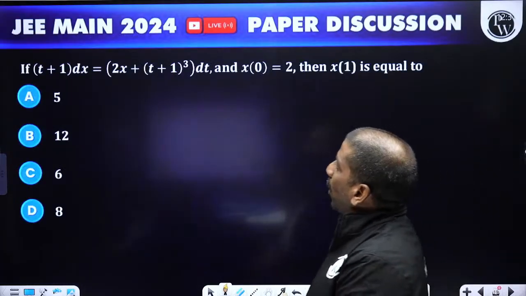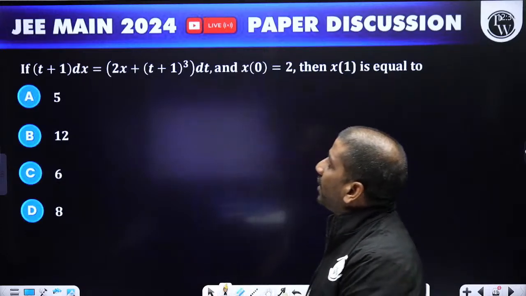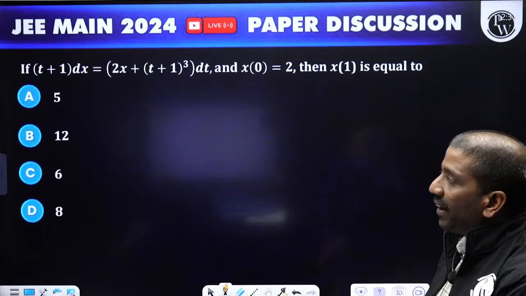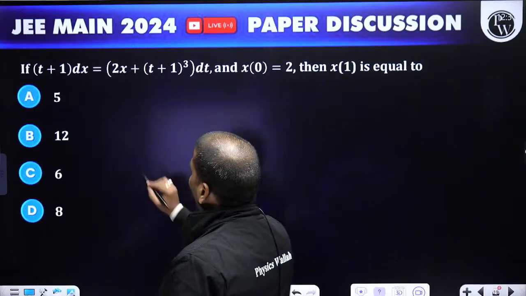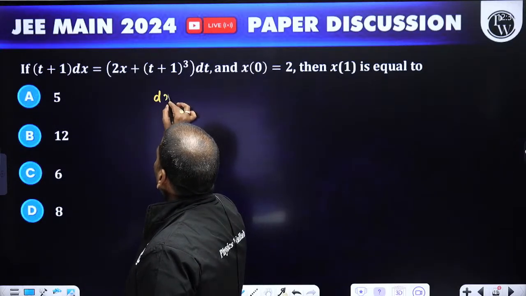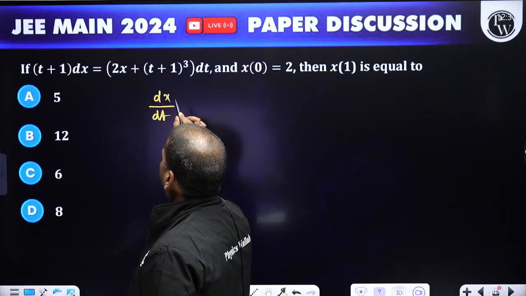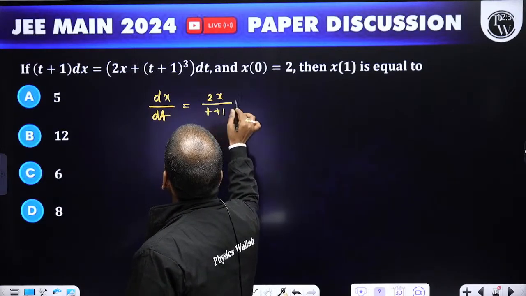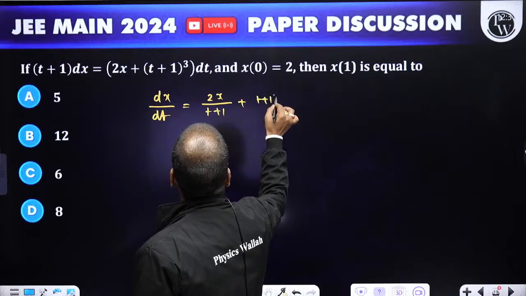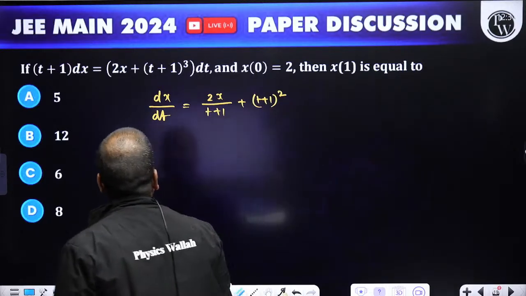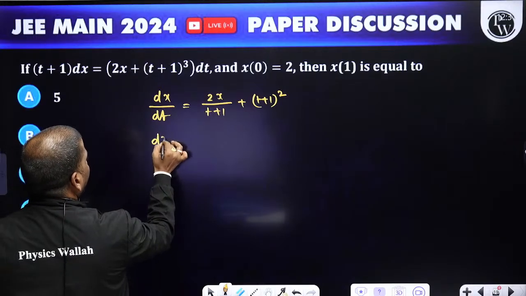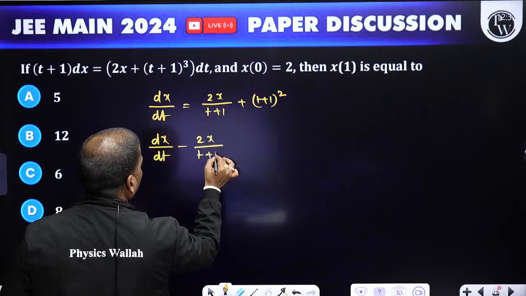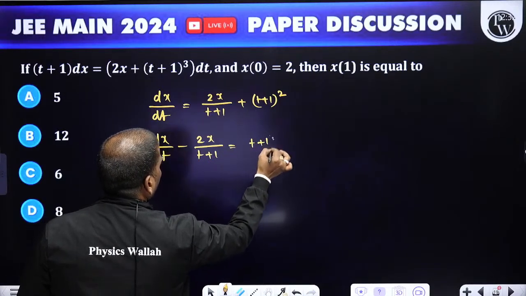Next. So again, this is (t+1) dx = (2x + (t+1)^3) dt. Which question is this? dx/dt, our favorite differential equation, which is equal to 2x/(t+1) + (t+1)^2 if you divide on both sides. Exactly, this is a linear differential equation. dx/dt minus 2x/(t+1) equals (t+1)^2.